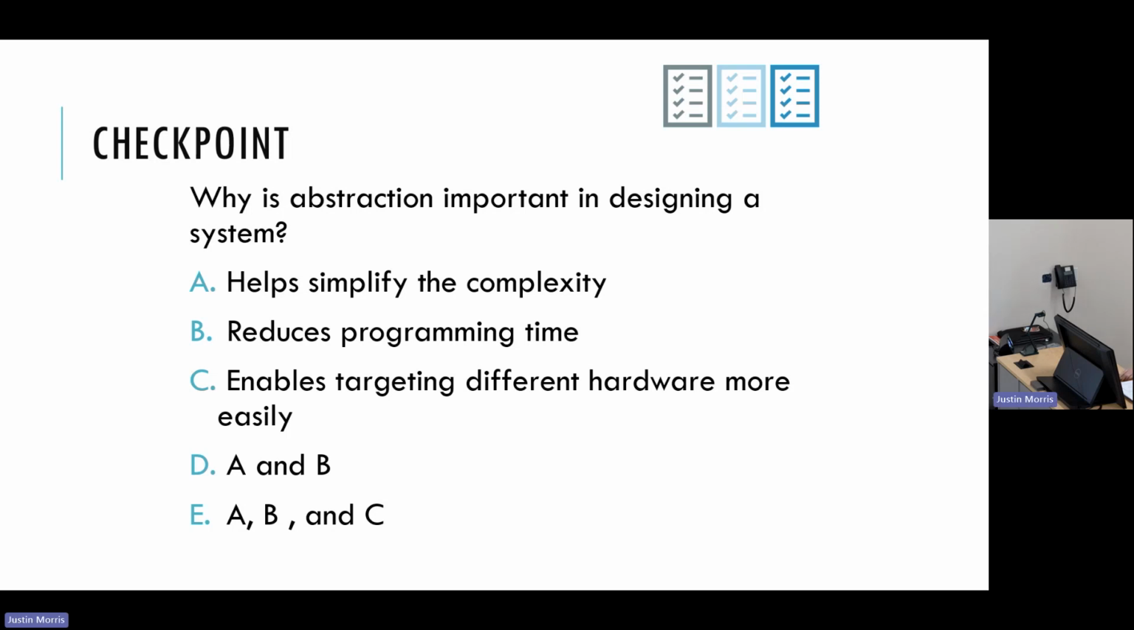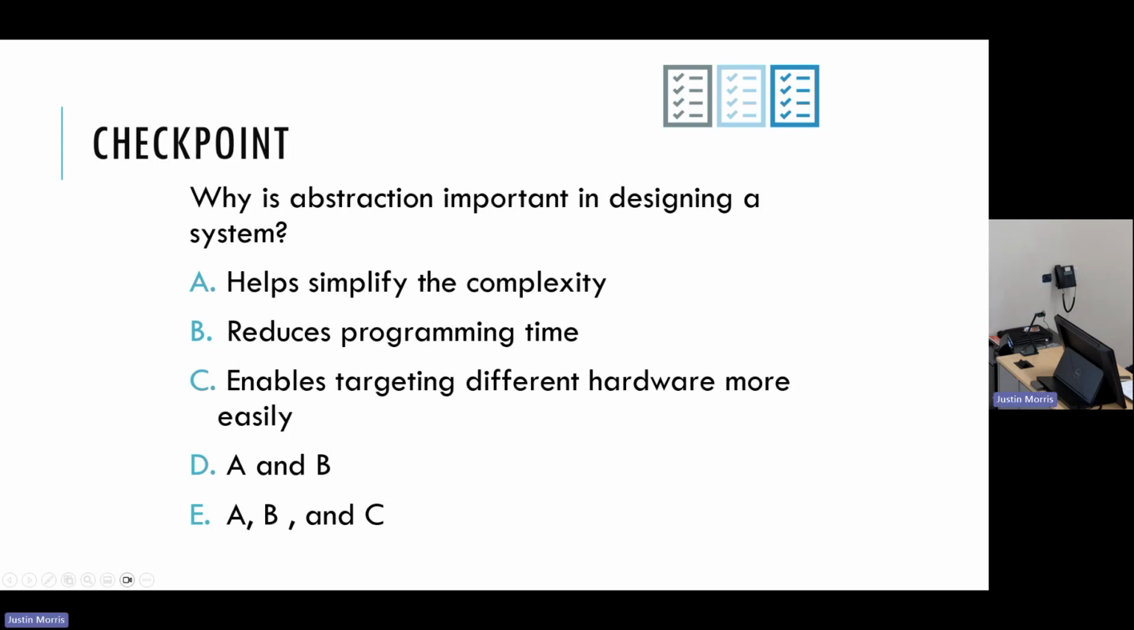All right, so let's talk about this individually, right? So why is abstraction important in designing a system? So we just need to check if this is true or not, right? So for A, it says it helps simplify the complexity. Is this true or false? True. This is true, right?